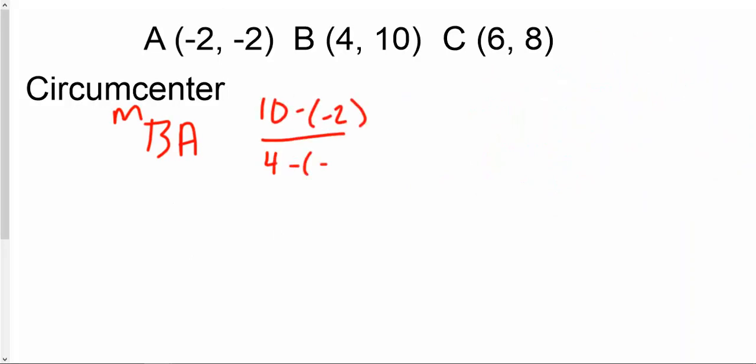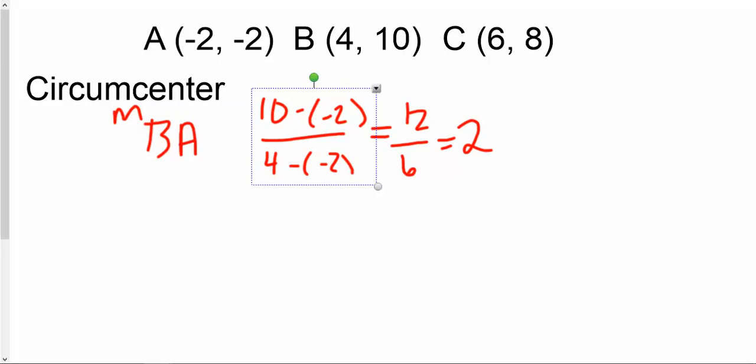So the first thing I'm going to do is find the slope of BA, and then I'm going to find the perpendicular slope. So the slope of BA would be 10 minus negative 2 over 4 minus negative 2. That's going to give me 12 over 6, which is a slope of 2. The perpendicular of that would be negative 1/2. Remember, if I have A over B, the perpendicular is the opposite reciprocal of that.